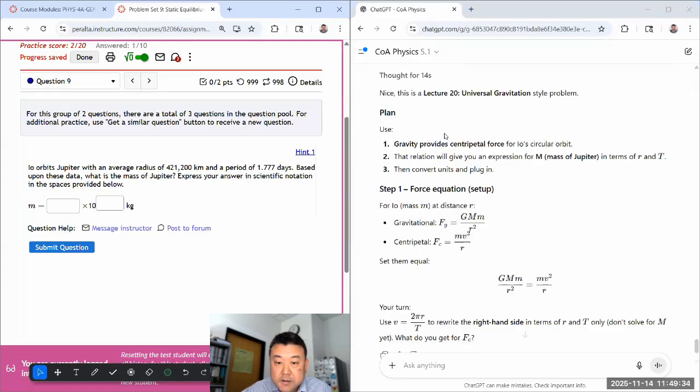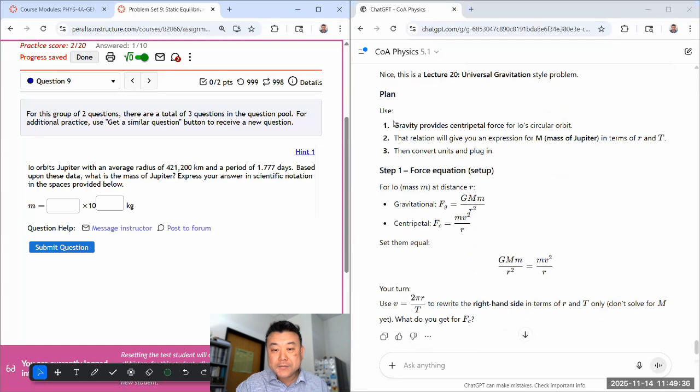So let's follow through. It's giving you a way to use Newton's law of universal gravitation. Yep, that's the gravitational thing. Centripetal force required is that. Set them equal. Yeah, gravity is giving you the centripetal force, and you're assuming it's a circular orbit, because otherwise it's not solvable. So set them equal, and your turn, use v equals 2 pi r over T. Rewrite the right hand side in terms of r and T only.